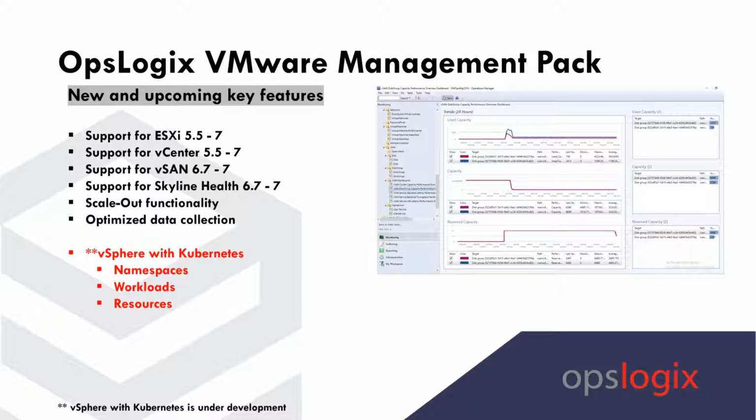We support vCenter 5.5 up to 7. We support vSAN 6.7 till 7. We also introduced some new features and support for Skyline Health for both 6.7 and 7. We also introduced with the new workloads added some scale-out functionality within our collector that Vincent will demonstrate later on. And we optimized the data collection a lot to lower the performance impact in SCOM.